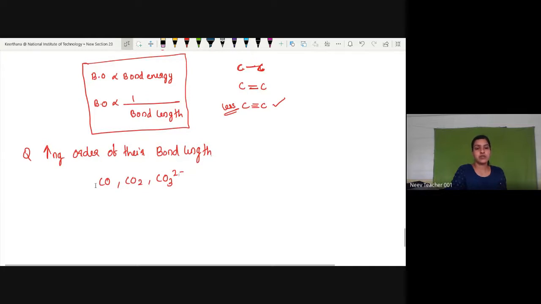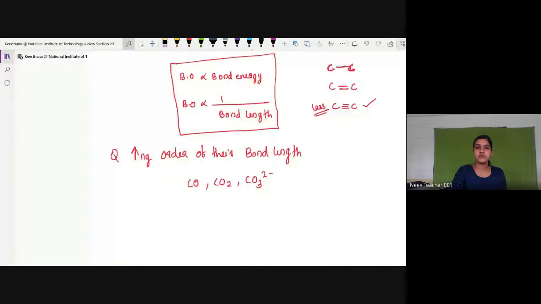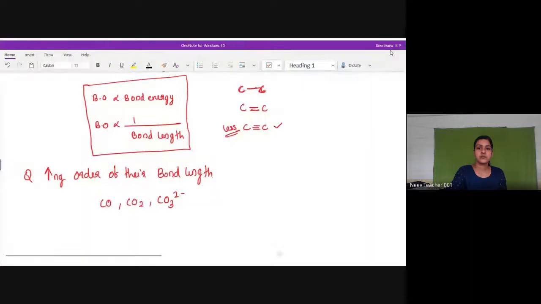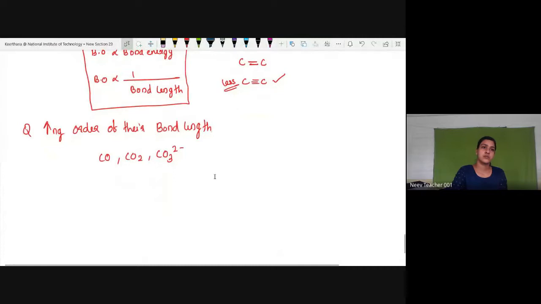What is the bond between these 2 atoms in this molecule? If you know that, it will be clear, it will be easy. Anybody? Please try. Those who know the answer, please tell me what is the answer.